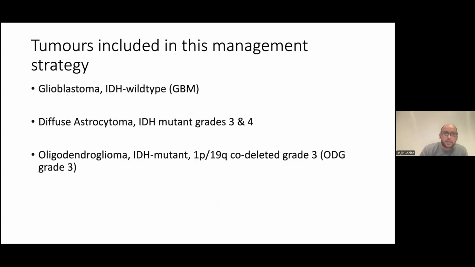Now, in terms of management, this strategy is actually shared for the glioblastoma, as well as the high-grade diffuse astrocytoma IDH mutants, and in some cases, the IDH mutant oligodendroglioma grade 3.